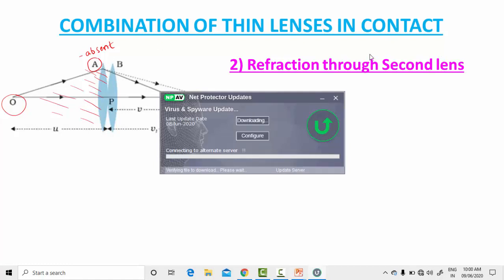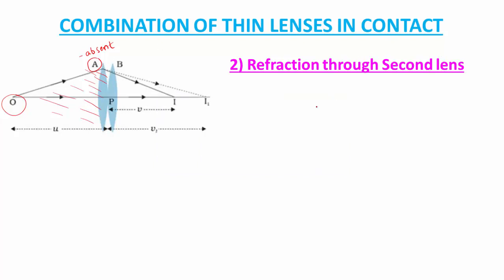Now what happens? Two times refraction of light takes place. Finally, this refracted ray is going to converge at point I. Now this point I is taken as the real image of the object, but the object is invisible. This part is completely absent.